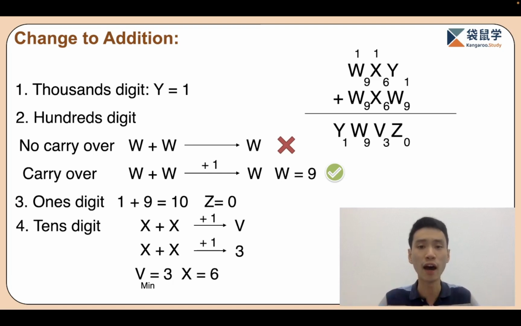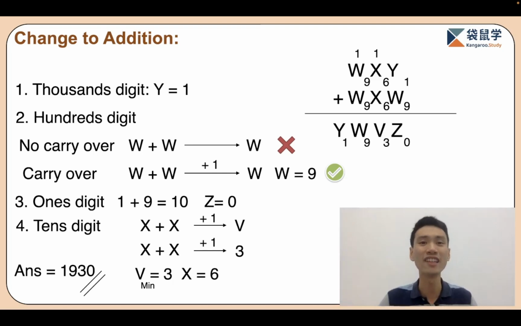And do we have now a smallest possible YWVZ? Yes, of course, it's 1930. The same as the subtraction method. So, which one did you prefer or find easier? You can use that one the next time you see a subtraction number puzzle.